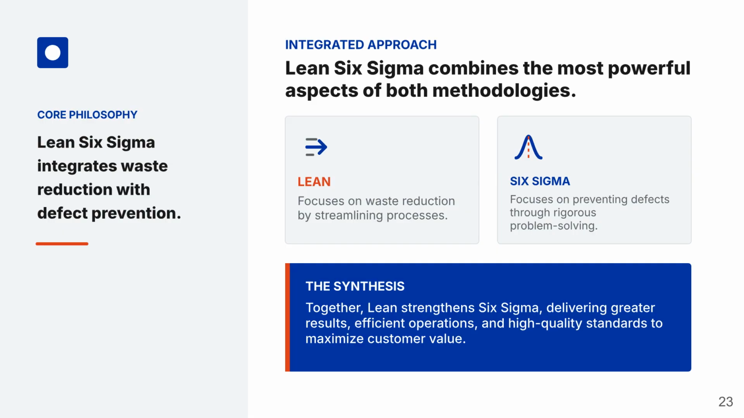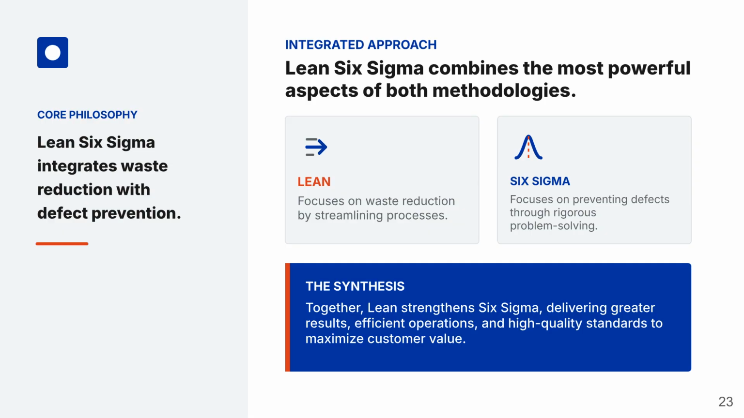Lean and Six Sigma are powerful methodologies on their own, but many organizations achieve even greater results by combining them into a single approach called Lean Six Sigma. This integrated methodology brings together the strengths of both systems to improve efficiency and quality at the same time.